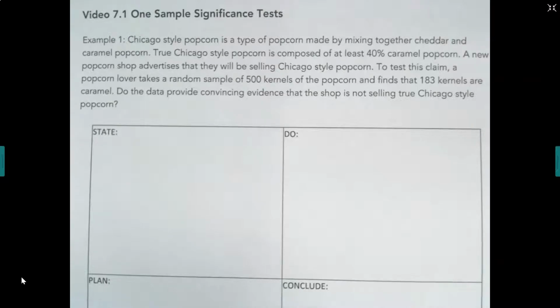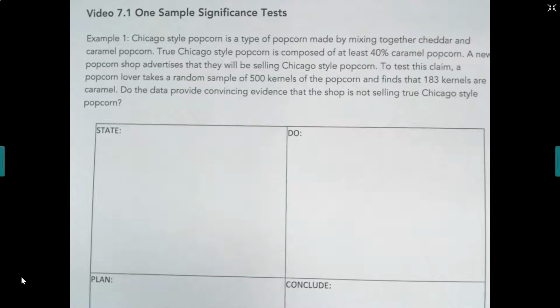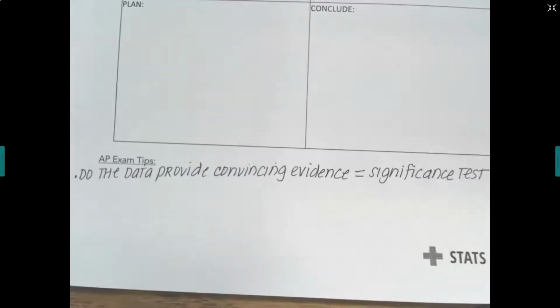So before we even begin, the last sentence, do the data provide convincing evidence that the shop is not selling true Chicago-style popcorn? That is an indication that you're going to perform a significance test. So we have our first AP tip today. If you see the words, do the data provide convincing evidence, that means you're doing a significance test.